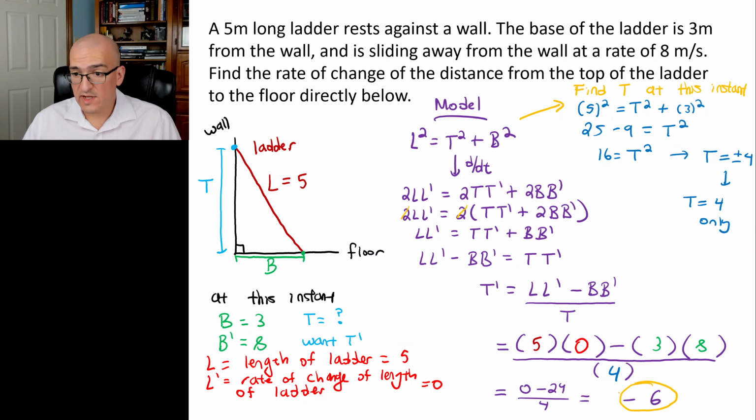It's good that the answer is negative because that matches with our intuition. The distance between the top of the ladder and the floor is decreasing. The top of the ladder is going down. It's getting closer to the floor as the bottom of the ladder is pushed to the right. And we'll do some more examples in the next video.